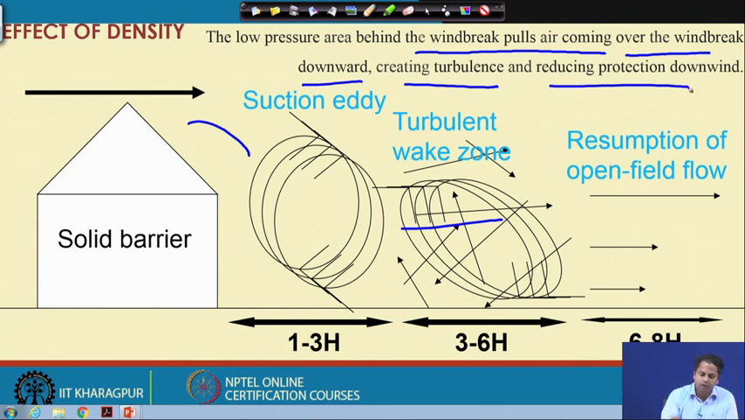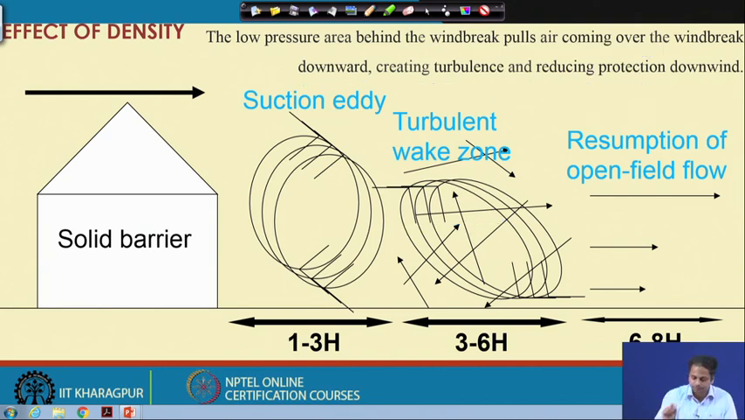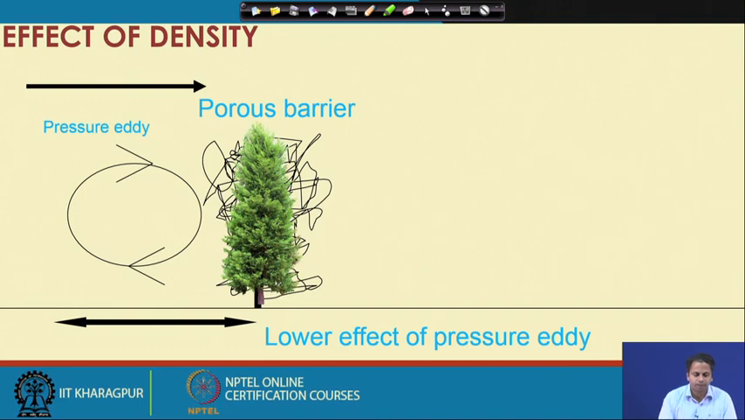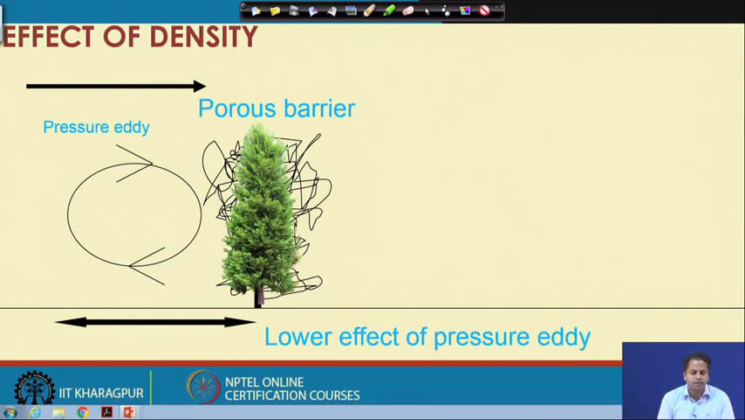So, the effectiveness of the windbreak, or the extent of area under protection, will be reduced. Now, let us replace that solid barrier with a porous barrier. Let us say we are planting some porous barrier here. So, let us see what happens.